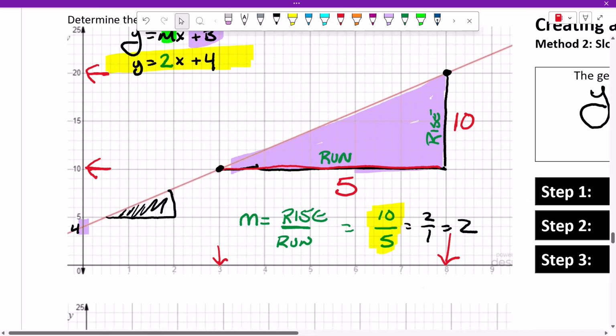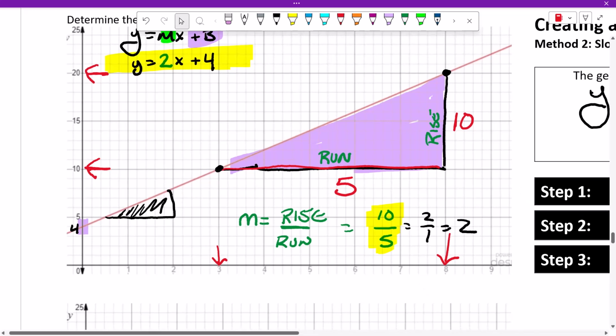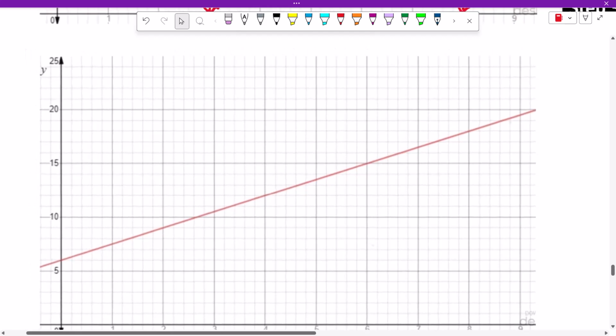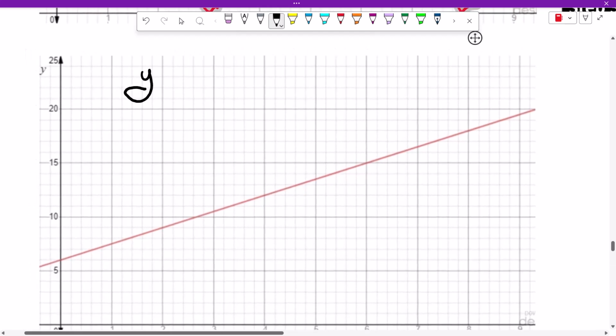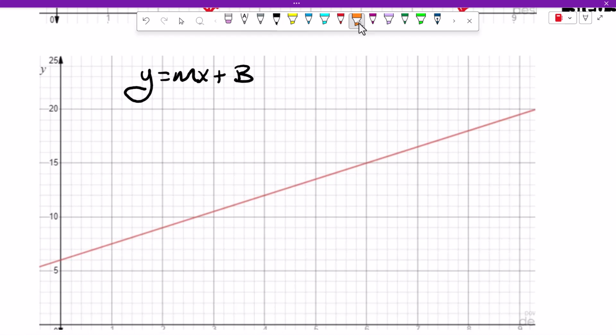So let's try this again. y equals mx plus b here. We find our y-intercept first. So looking at this line, Sophia, where is your y-intercept? What number does that line cross the y-axis? What number is it at?